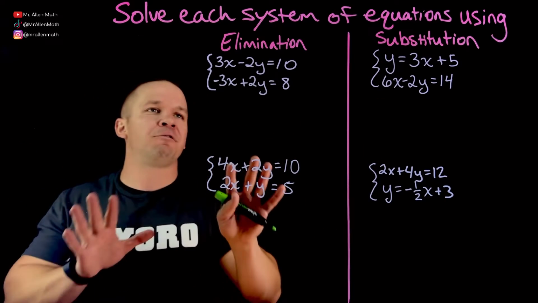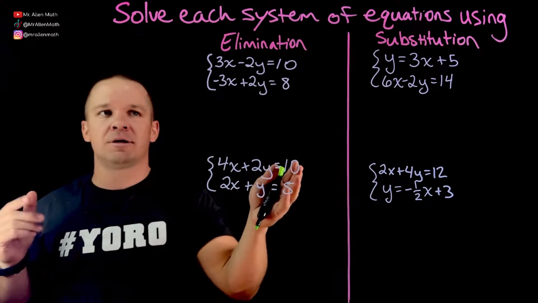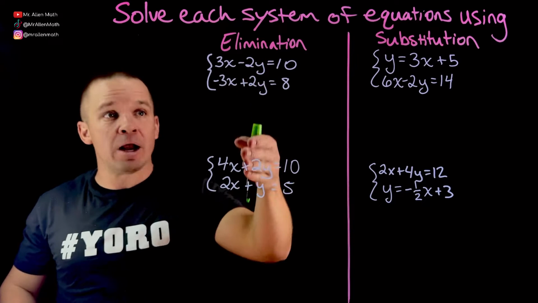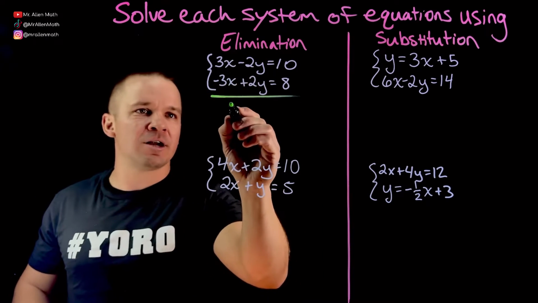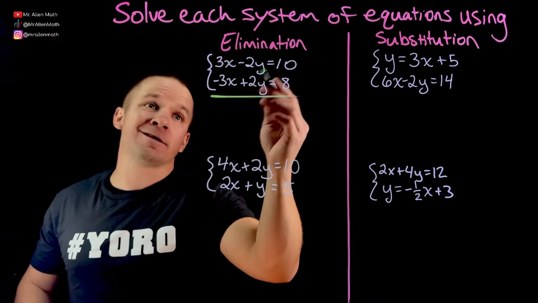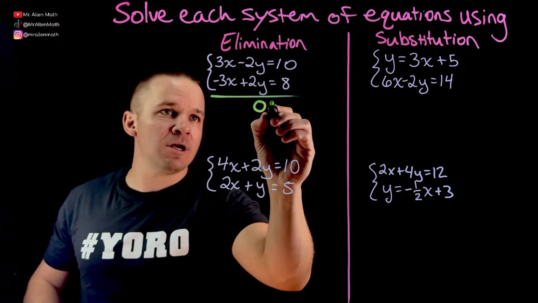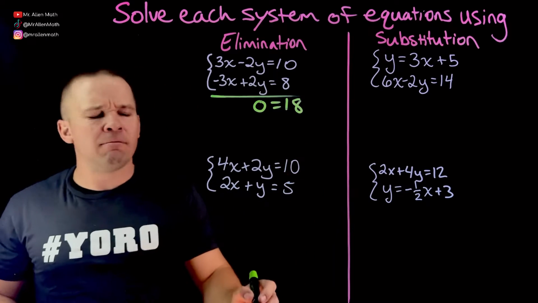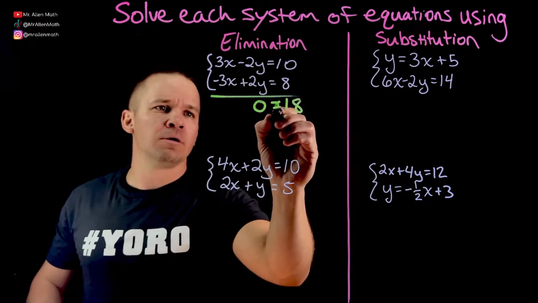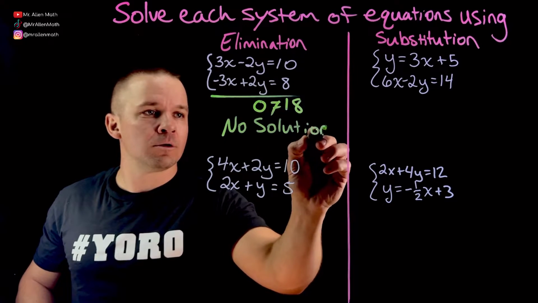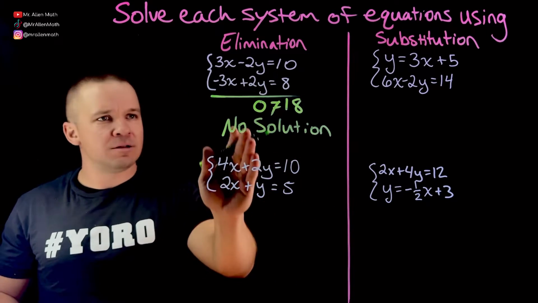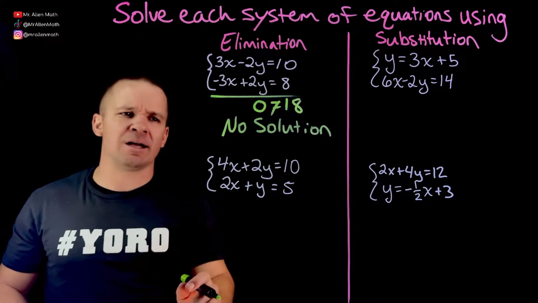So, let's get after it, elimination method, and look at this. Already set up to eliminate both variables. Interesting here, right? The x's are going to cancel, they're gone. The y's are going to cancel, they're gone. And we're left with 0 equals 18. Well, that ain't true. So that's no solution. Not a true statement. No solution is my answer.